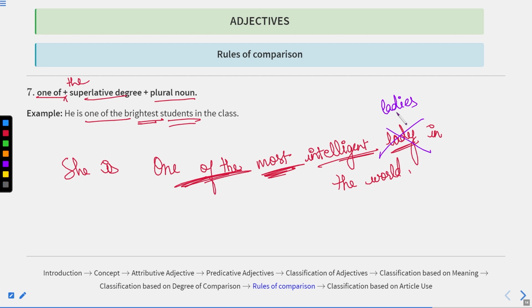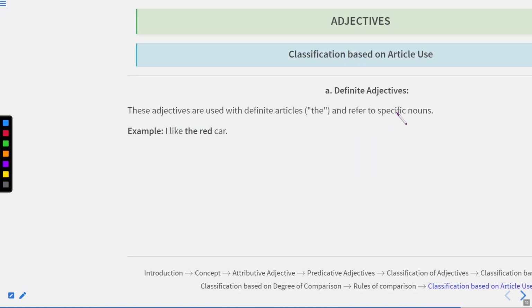She is one of the most intelligent ladies in the world. I cannot say lady because she is one of the most intelligent of the ladies in the world. It means from among all the ladies, she is the most intelligent. Okay. So just to find one out of all, we should use the phrase one of, and after this phrase, we can only have a plural noun structure. Okay. Now let us move to the next one.